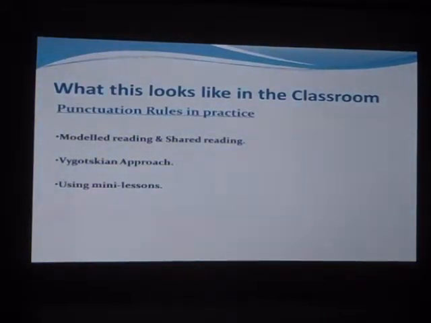This approach is based on Vygotskian principles of scaffolding, with teacher guidance to eventually have students using punctuation autonomously. It is important when teaching punctuation in the early years to cover content using mini-lessons, otherwise it can all become a bit too overwhelming for students who are not developmentally ready to learn all aspects at once.